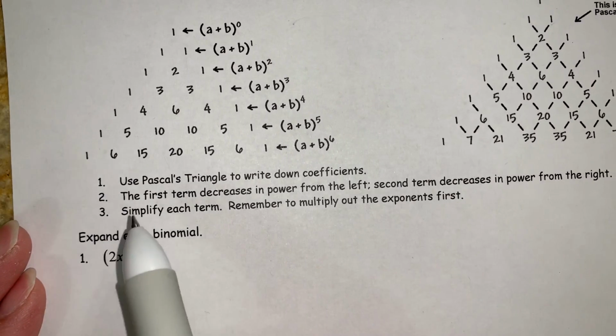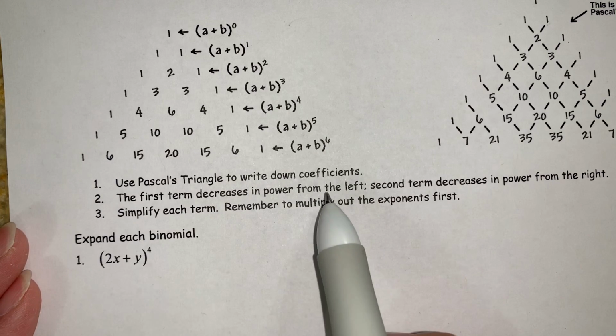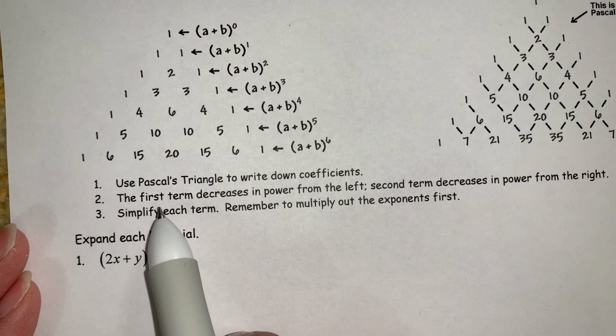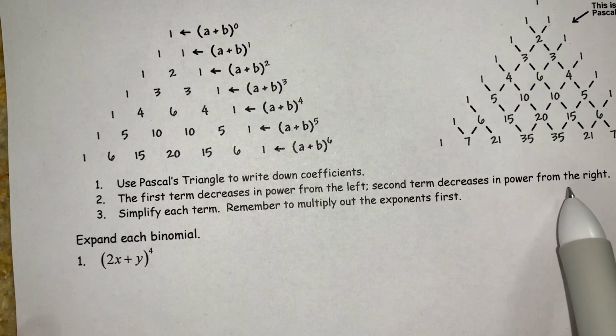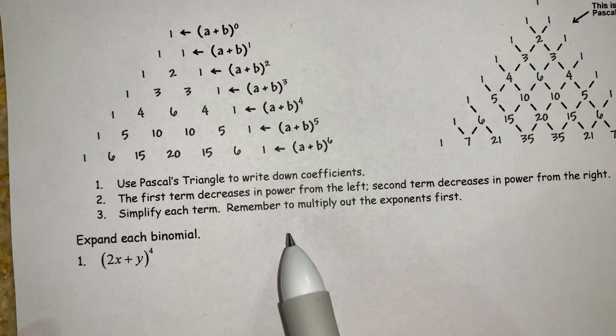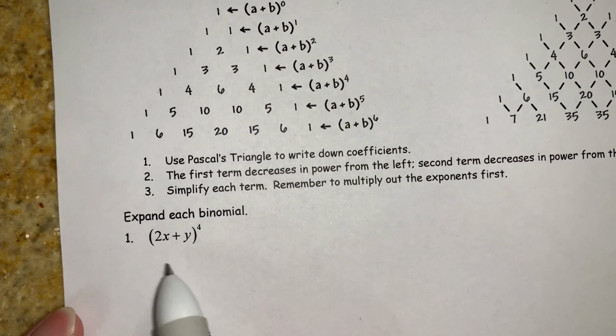Here are the steps to how to multiply out a binomial. Number 1, use Pascal's triangle to write down the coefficients. Then the first term decreases in power from the left, while the second term decreases in power from the right. Simplify each term. Remember to multiply out the exponents first. So let's see how it's done with the first one.